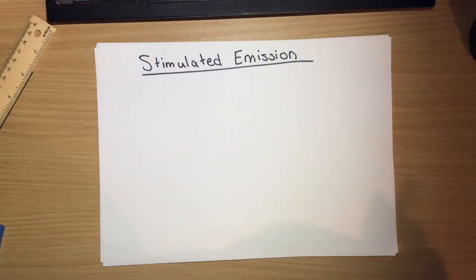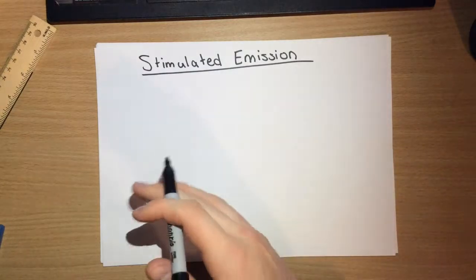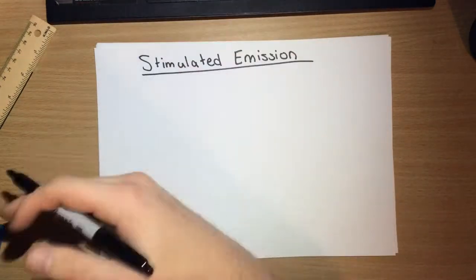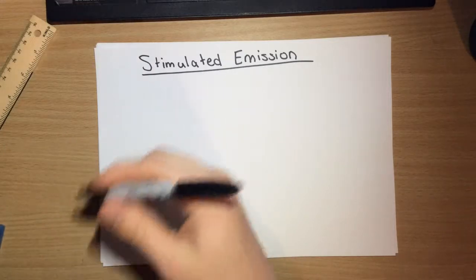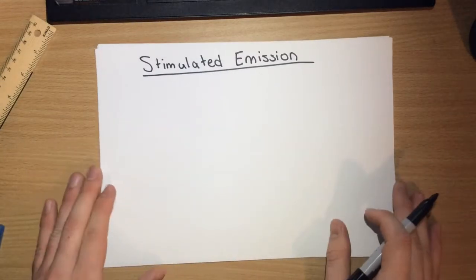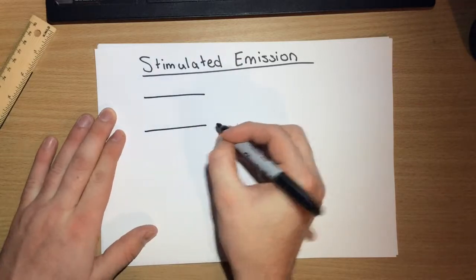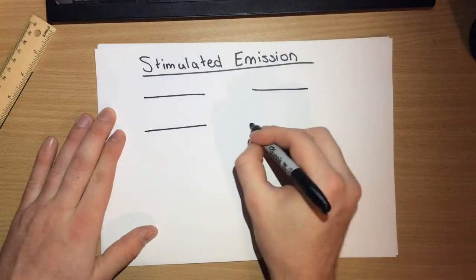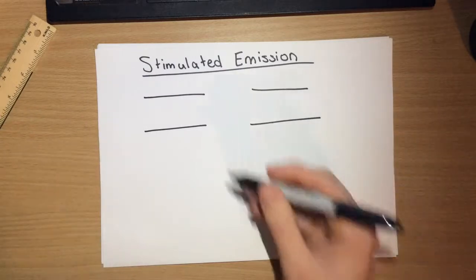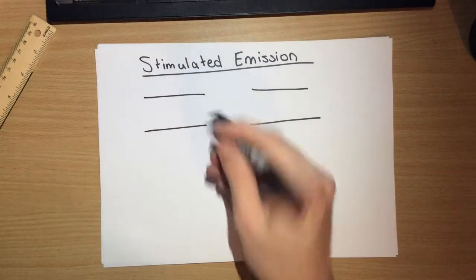Okay, so this is the third video in our current series, and we're going to continue looking at a similar type thing that we were looking at last time. So this is called stimulated emission, and we're just going to start by looking at something that should become quite familiar to us. Okay, so what I've got here is two energy levels, a lower and a higher.